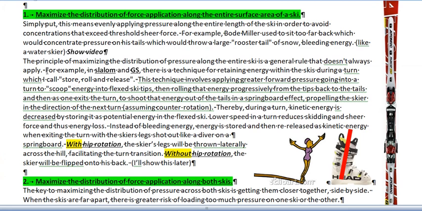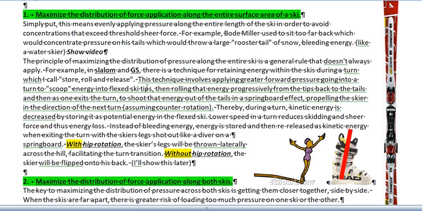All right. The principle of maximizing the distribution of pressure along the entire ski is a general rule that doesn't always apply. For example, especially in slalom and GS, the more technical events, there is a technique for retaining energy within the ski during a turn, which I call energy store, roll, and release.